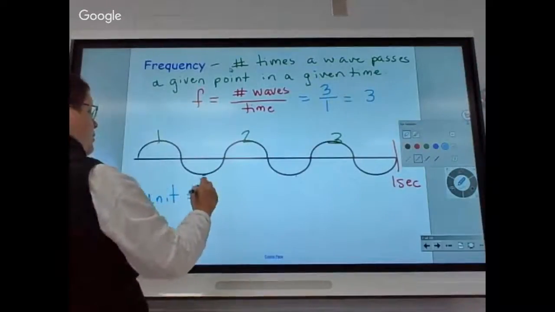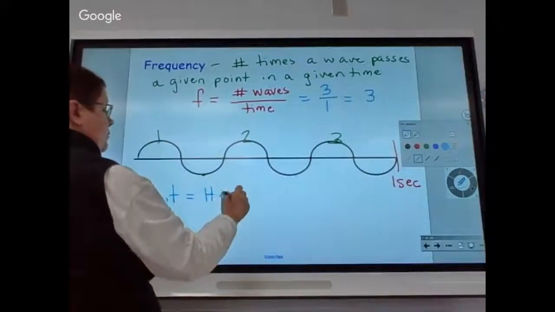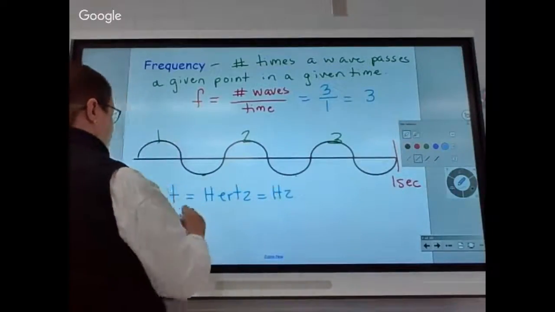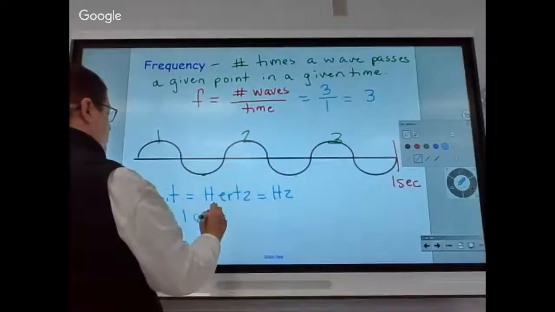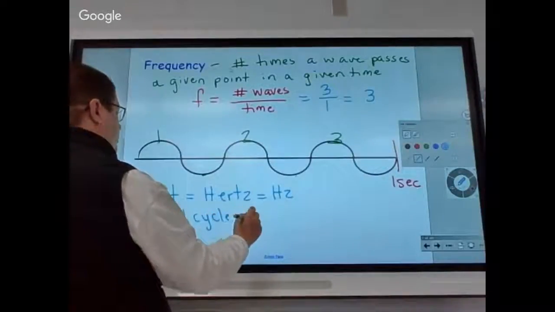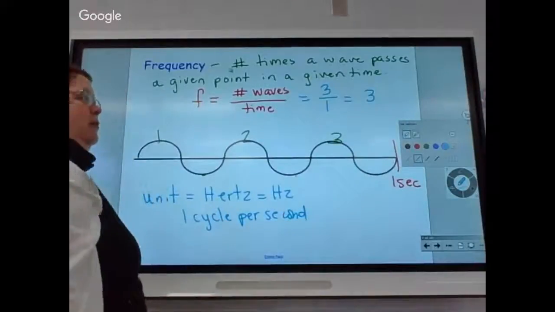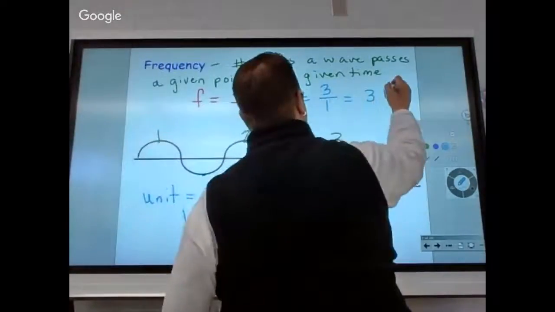Now, we have a unit for frequency also. The unit here is hertz. So we have Hz if we want to abbreviate it, and that means 1 cycle per second. So when we got that 3 up there, we're going to write Hz.